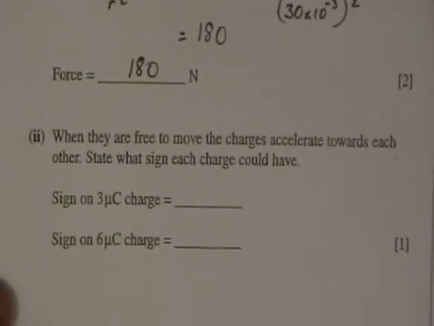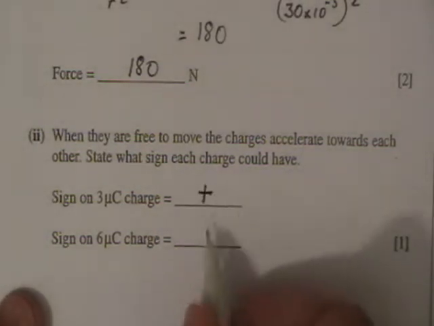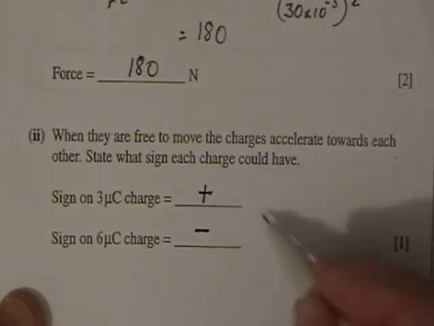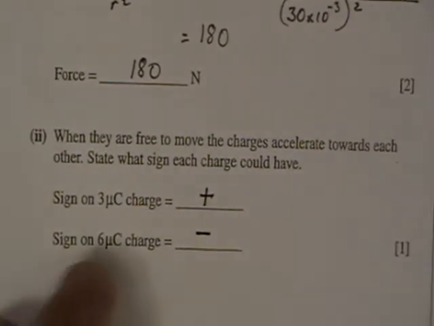When they're free to move, the charges accelerate towards each other, so state what sign each charge could have. Well, that one would be positive and that one could be negative, or it could be the other way around. Whichever way, if they're attracted to each other, they must be opposite charges, because opposite charges attract, like charges would repel.